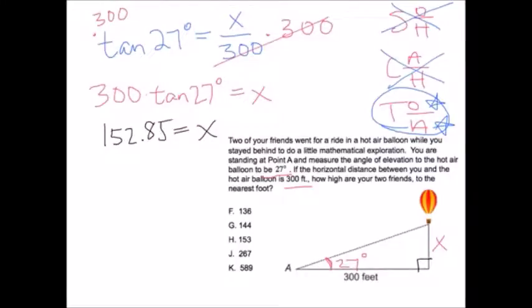152.85, and to the nearest foot we need to round, so it's going to be 153, which is answer choice H. And that makes sense only because, if you want to be a little mathematical about it, 300 is larger than this 153 now, and 27 degrees has to be smaller than this angle right here. That angle, of course, since that's 90, this is going to be bigger than 27, so it's going to open up to a longer side. So that makes sense that it's 153 feet.